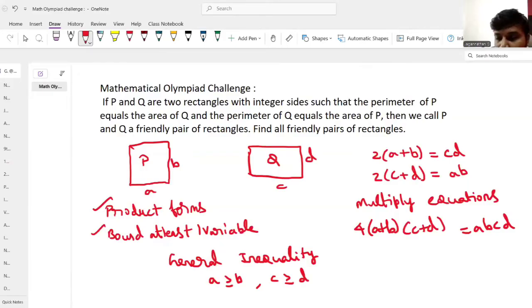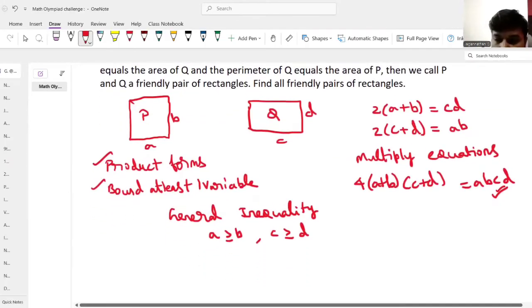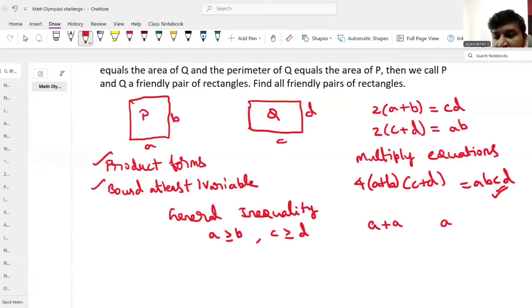So why would this be helpful? Let's see, because my right side is a good one. It's in a product form, but my left side is still in an addition form. So I'm going to ask you a very basic question here. I have A on both sides. If you add plus A here and plus B here, which side will be greater?